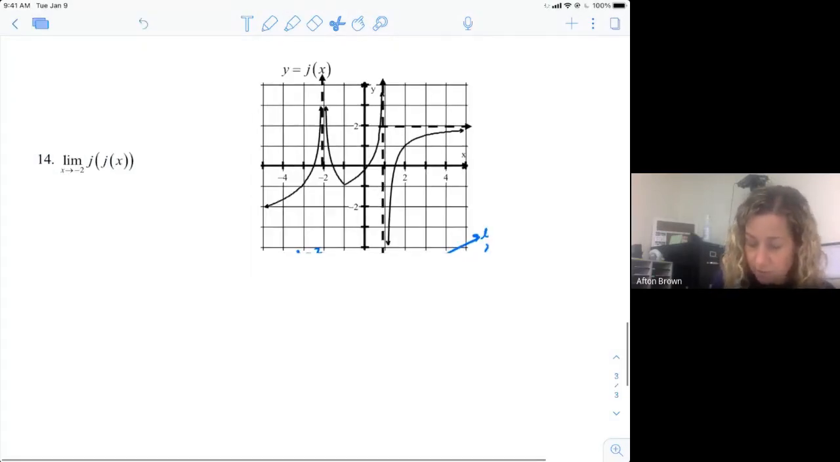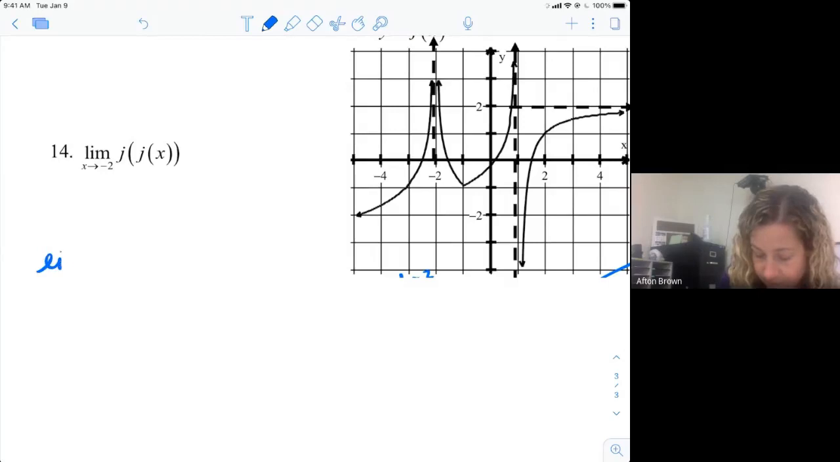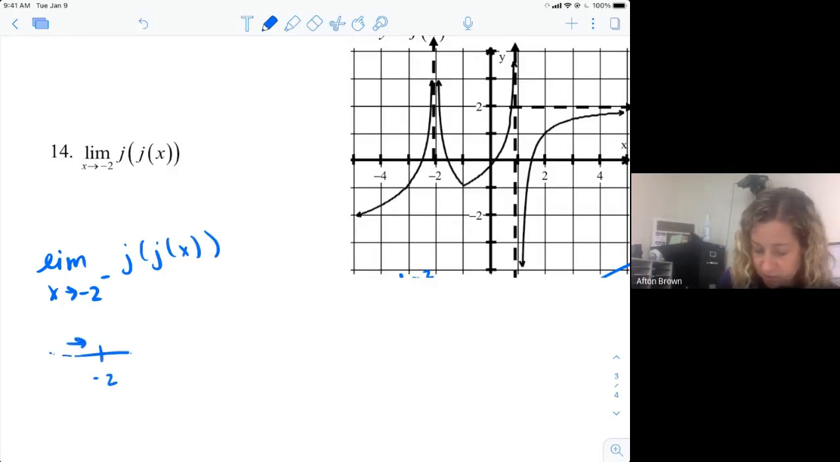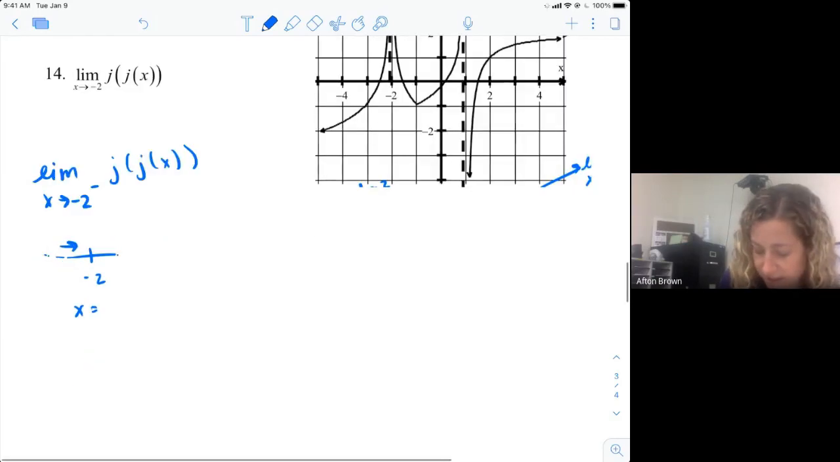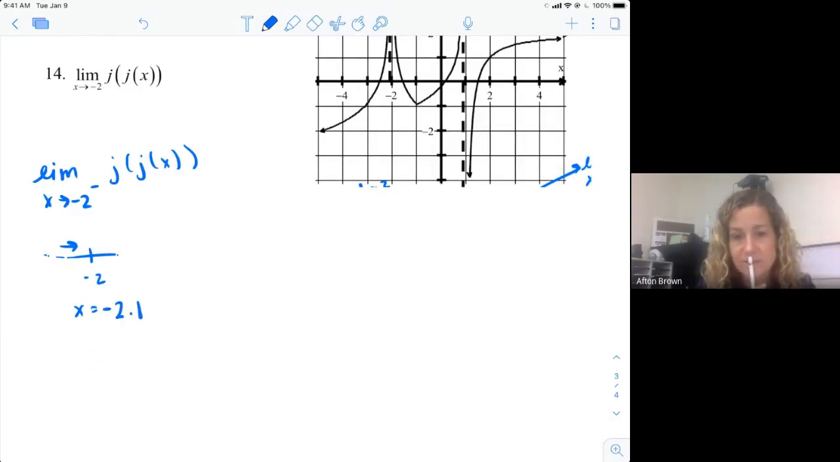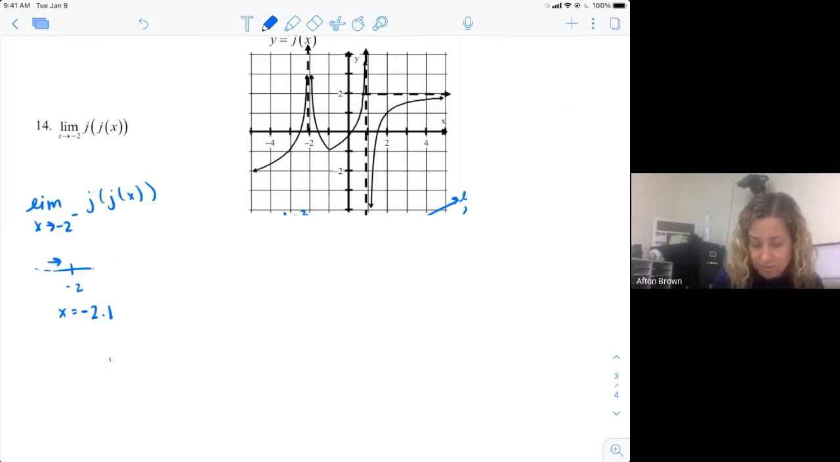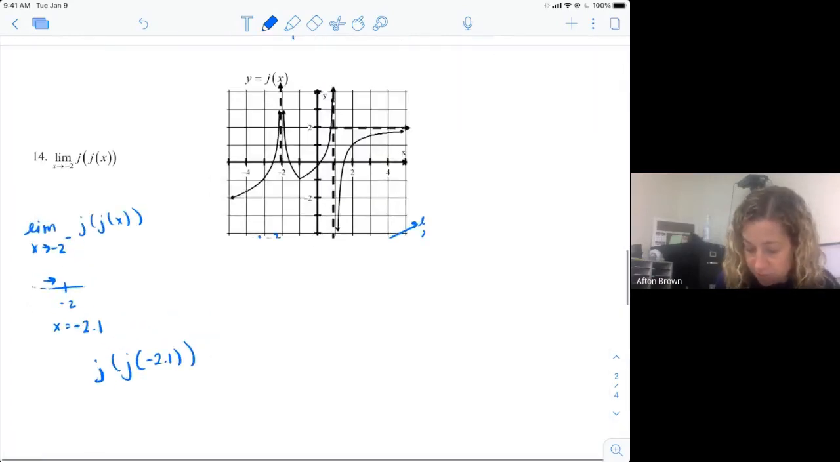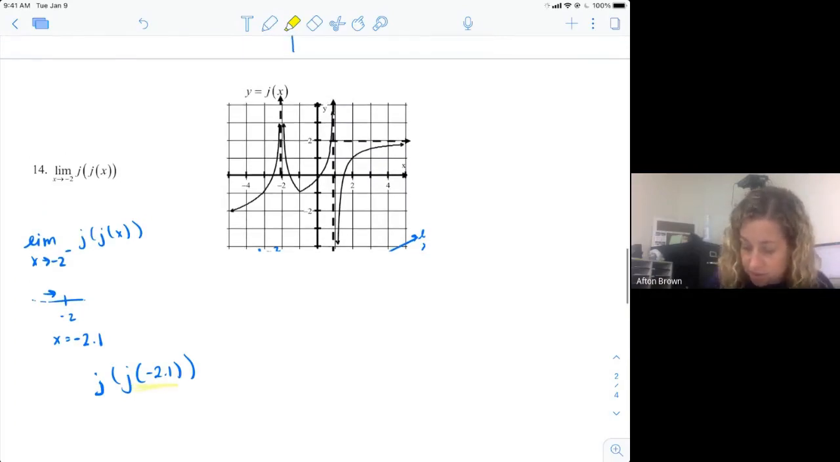Okay, so I'm going to take the limit as we approach -2 from the negative side. One way of doing this is thinking, okay, you're approaching -2 from this side, so we want a number just barely on that side, which would be like -2.1. So let's see if we can plug in -2.1 and get something out. So this would give us j of -2.1. Looking at the graph, we're looking at j at -2.1. What does j at -2.1 go to?